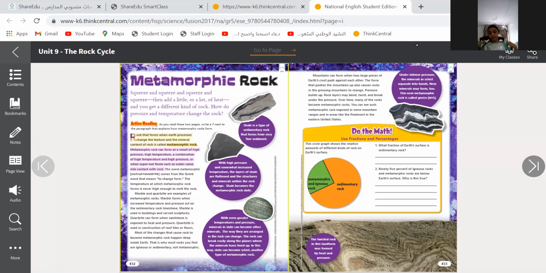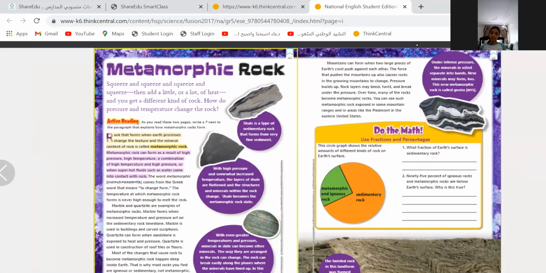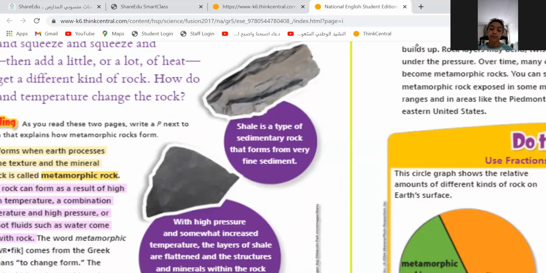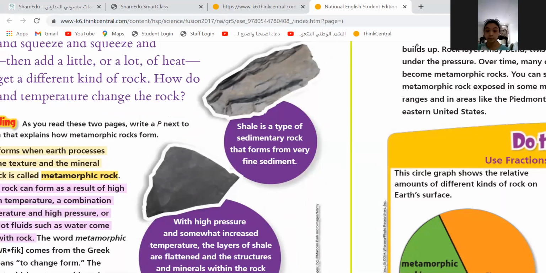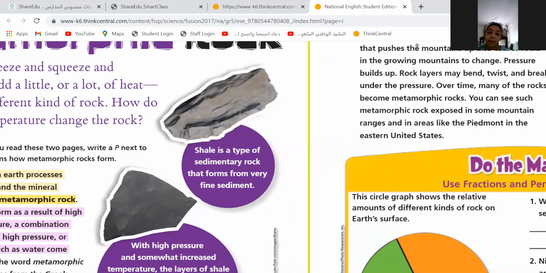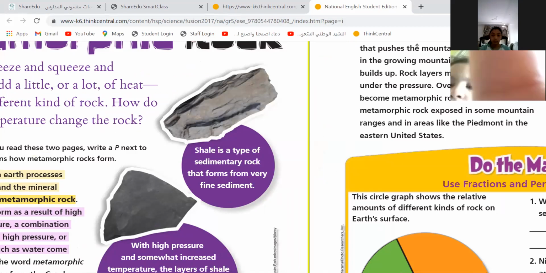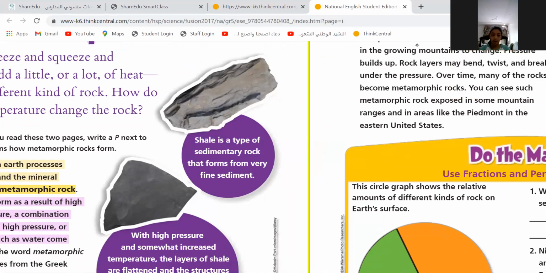Now we'll see only the examples, like this one first, the first one over here. It's a shale. We call it a shale. It looks gray. A shale is a type of sedimentary rock that forms from very fine sediment. All right? What about this one?